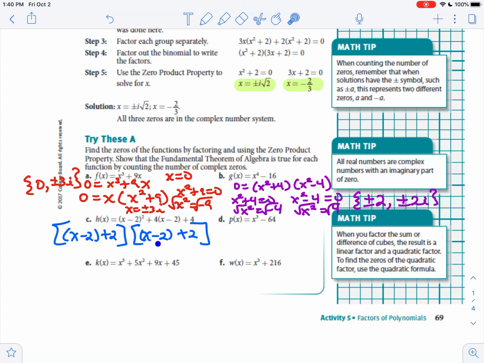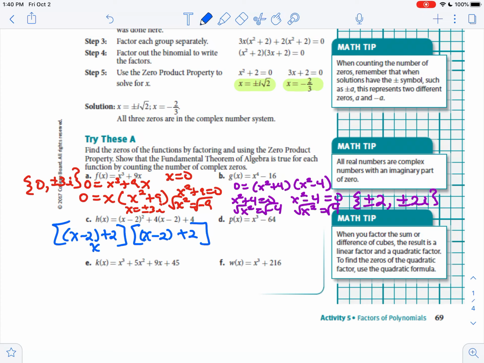And if we look at FOIL, we will see that this does work. X minus 2 times x minus 2 is x minus 2 quantity squared. If we do outers, we have 2 times x minus 2. Inners are 2 times x minus 2. That's 4 times x minus 2. And 2 times 2 also equals 4. So when we simplify these, we actually get x minus 2 plus 2, which is basically just x.